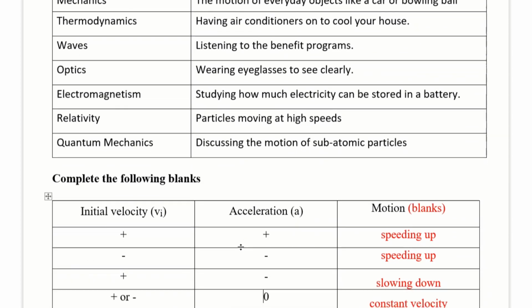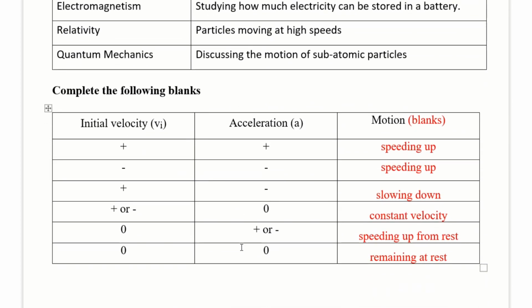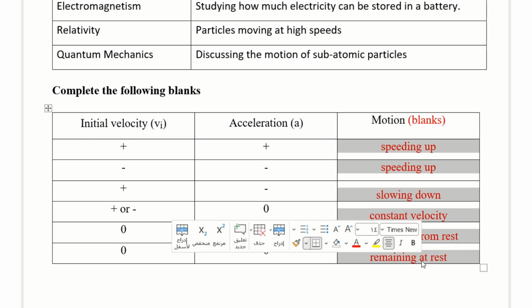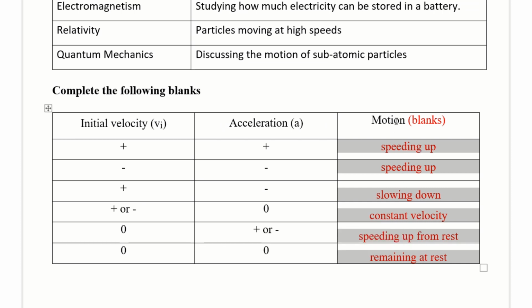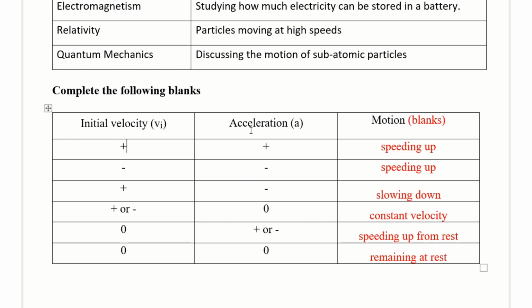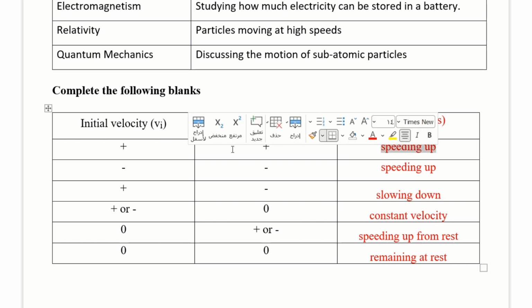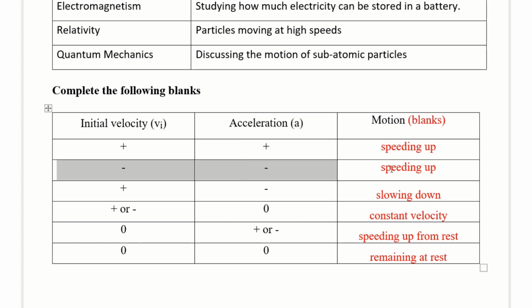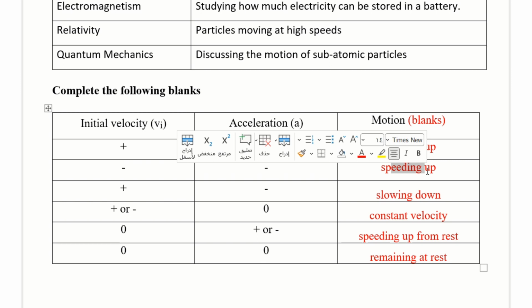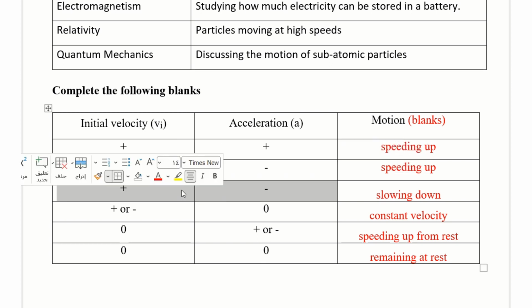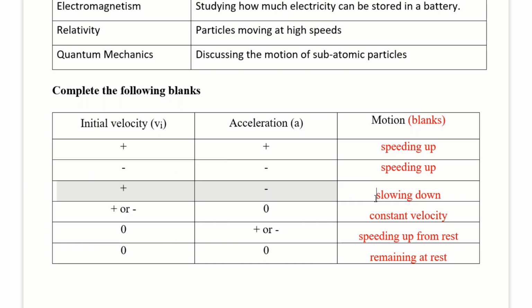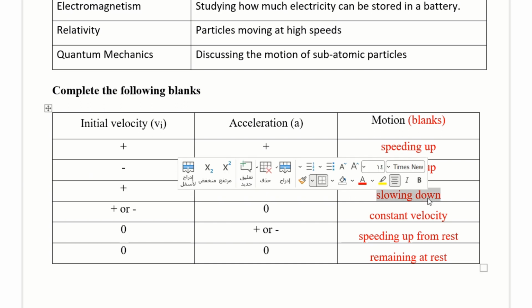Okay, and then you have here the blanks. So the motion blanks. For example, if you have initial velocity and acceleration, both of them in the same direction, the same signs, it will be speeding up. Both positive or both negative, speeding up. The same sign, speeding up. If you have different signs, one positive, one negative, it will be slowing down, not speeding up.